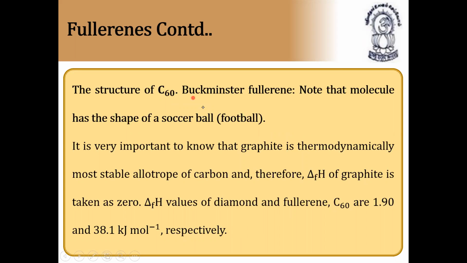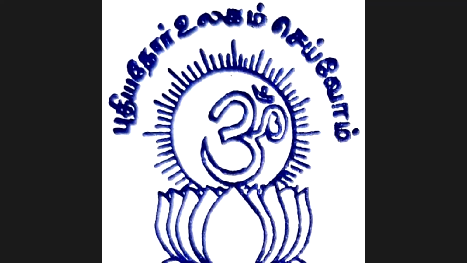The structure of C60 Buckminster fullerene: the molecule has the shape of a soccer ball, like a football. It is very important to know that graphite is the thermodynamically more stable allotrope of carbon, and therefore the heat of formation of graphite is taken as zero. The delta H values of heat of formation of diamond and fullerene are taken as 1.90 and 38.1 kilojoules per mole respectively. As I told you, it is very important to note that graphite is the thermodynamically more stable allotrope.